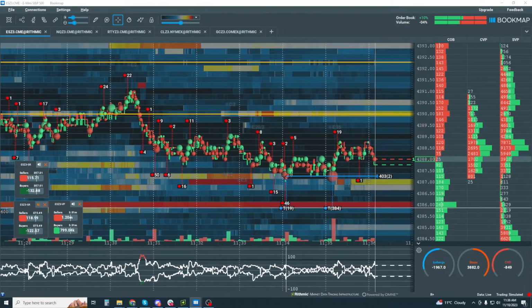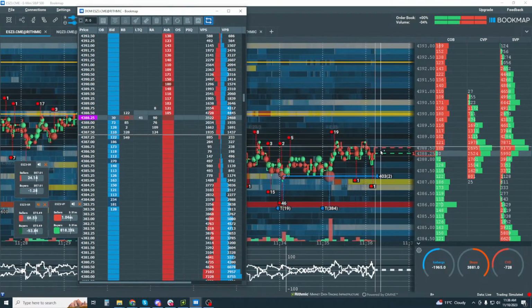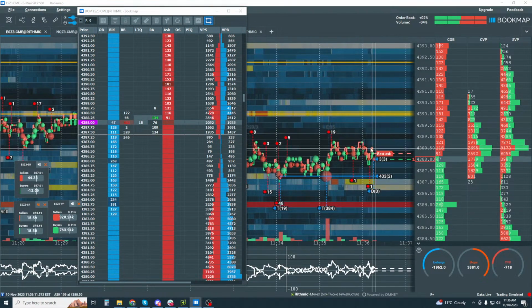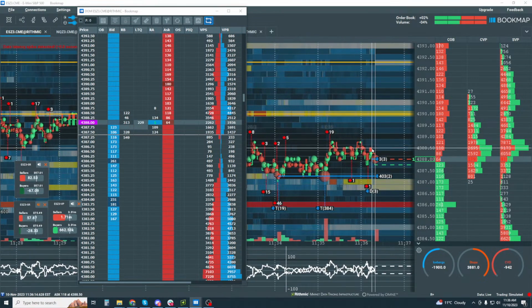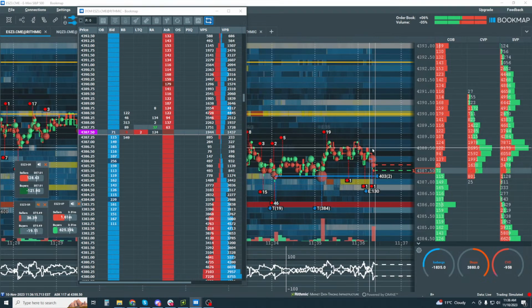I don't really care. I've got the book imbalances that I'm looking for. Now I'm just looking for the aggressors. Okay, so let's look for our market pulse. Let's look for our green dots up here. And we're not getting it.